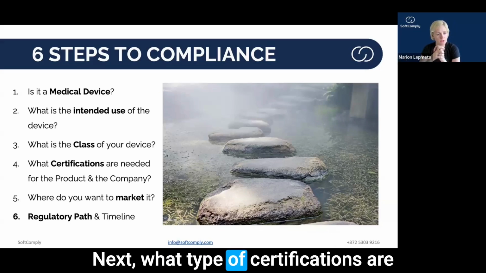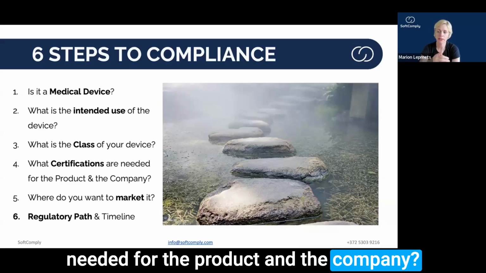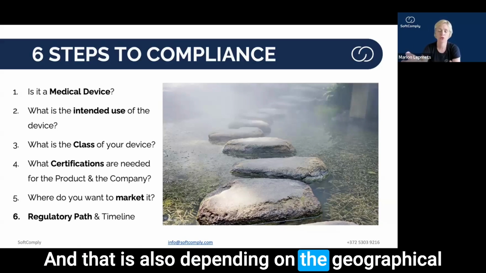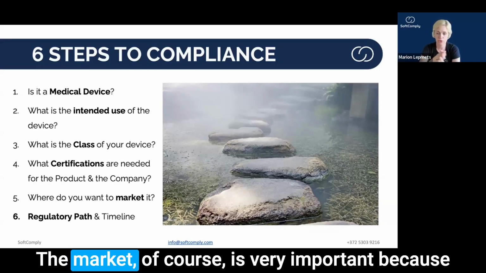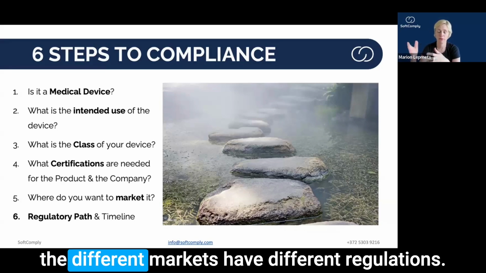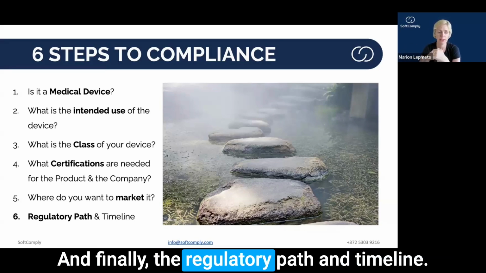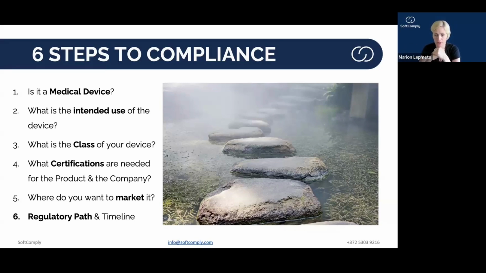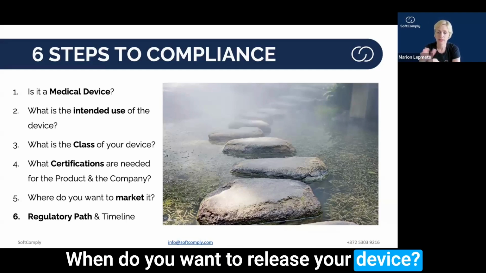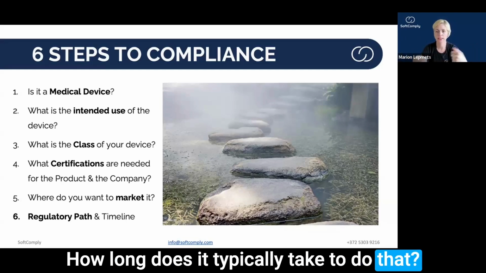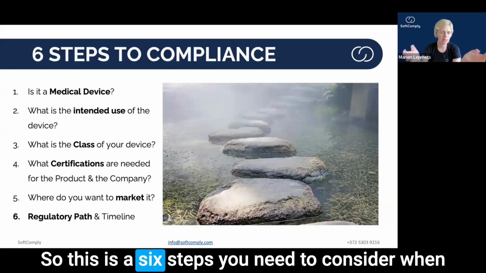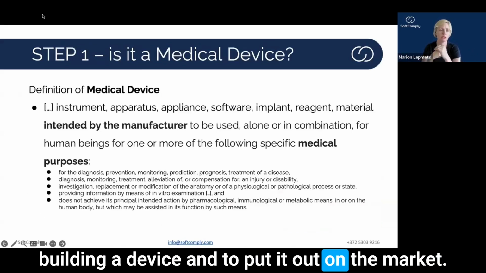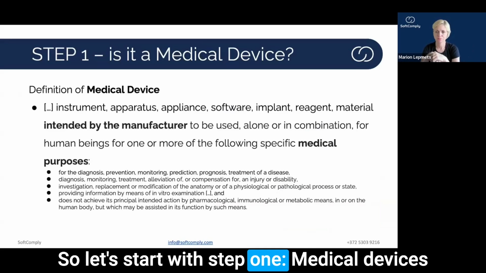Next, what type of certifications are needed for the product and the company? And that is also depending on the geographical area in which you want to sell the device. The market, of course, is very important because the different markets have different regulations. And finally, the regulatory path and timeline. When do you want to release a device? How long does it typically take to do that? And when do you need to have all these certifications in place? So these are 6 steps you need to consider when building a device and to put it out on the market. So let's start with step 1.